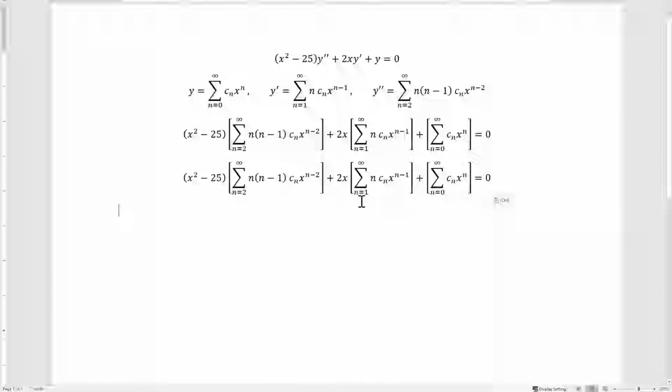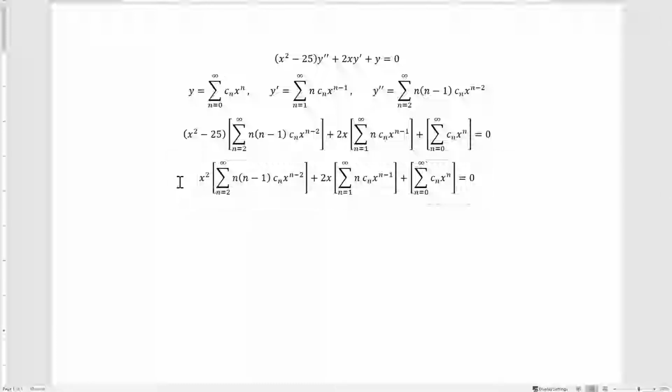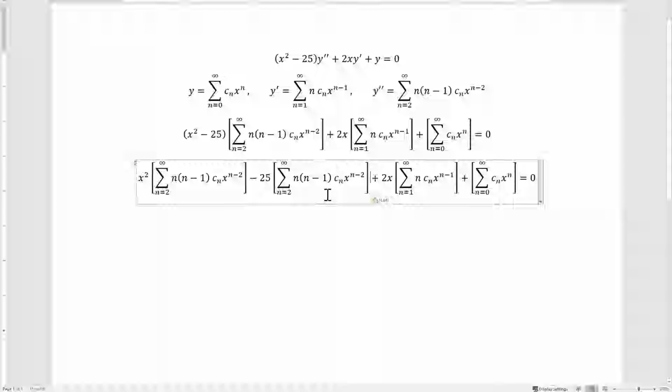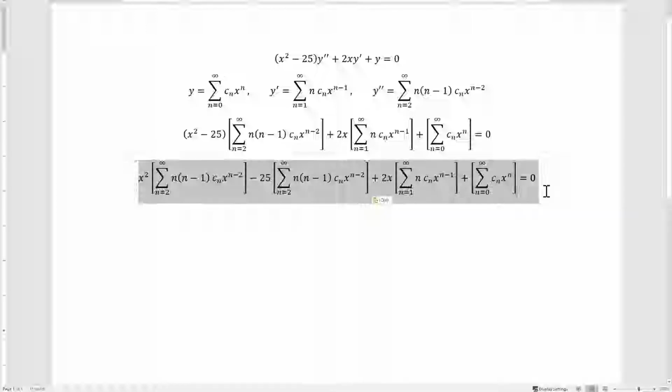So I will copy and paste and move things around. This series over here gets distributed to the x squared minus 25. So let's go ahead and distribute that. We'll start off here with x squared, and then a minus 25 times the same series itself. Okay, so that takes care of the step where we distribute.